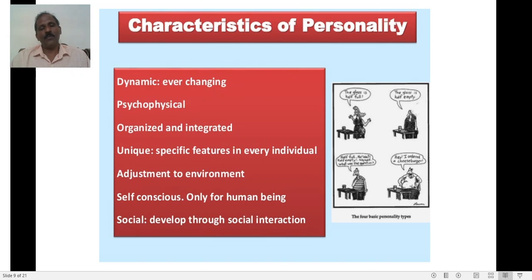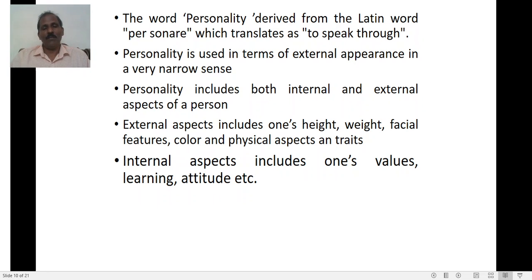The adjustment to environment: personality, or life, you can say, is nothing but adjustment to environment. Then self-conscious, only for human beings, no other animals. And social, developed through social interaction, how social you are. Based on that, you can have a classification of personality as introverts and extroverts. In the later chapters you will study about that. So these are all different meanings. The internal aspect includes one's values, learning and attitude. The external aspect includes one's height, weight, facial features, color, etc.